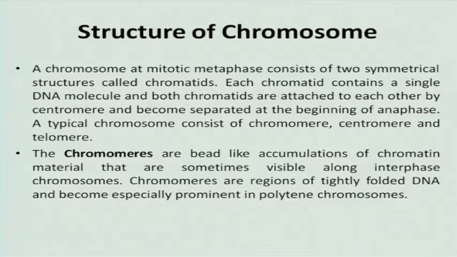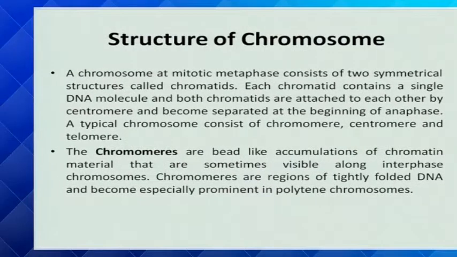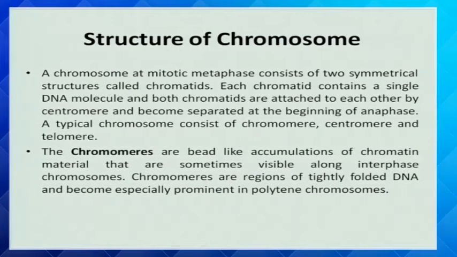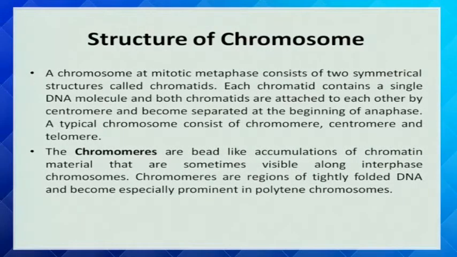So what is the chromomere? They are bead-like structures. That is, they are accumulations of chromatin material, which are sometimes visible at the interphase. Then, why are they called chromomeres? They are regions where you have tightly folded DNA, and they become especially prominent in polytene chromosomes. Polytene chromosomes are giant chromosomes. They are not just ordinary chromosomes, they are big chromosomes.